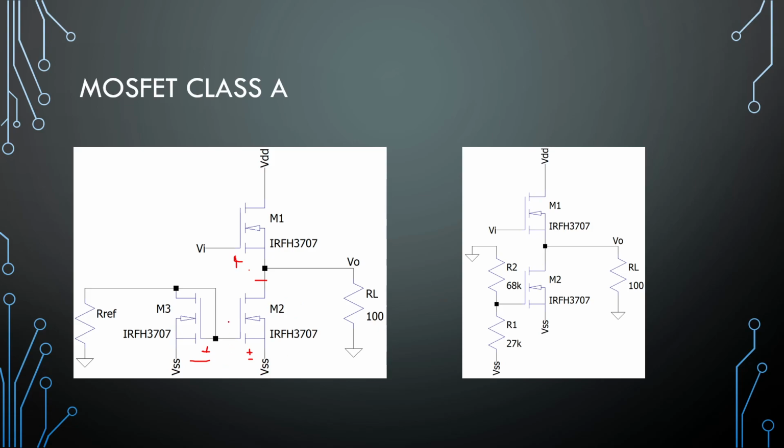In any case, since a MOSFET is voltage biased, instead of using a current source or a current mirror, you can use a voltage divider or some other form of reference voltage here at the back, which draws less current. You can get a little bit more efficiency out of your Class A MOSFET amplifier.